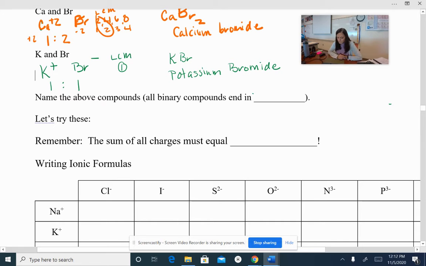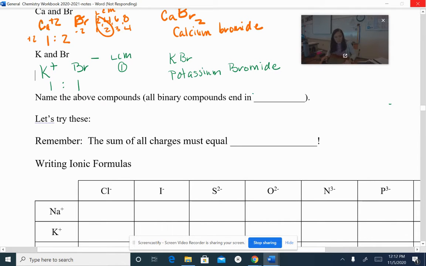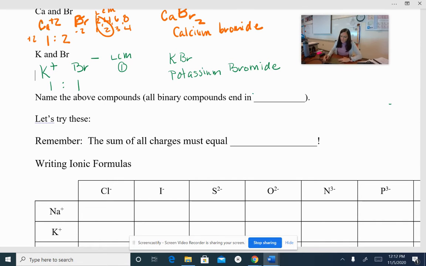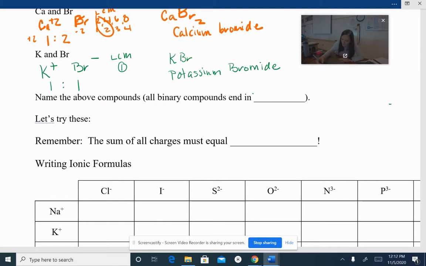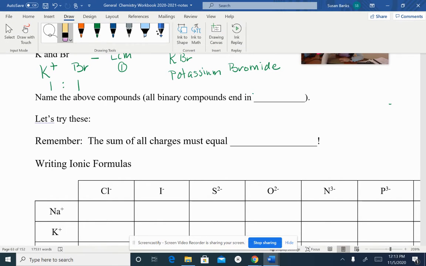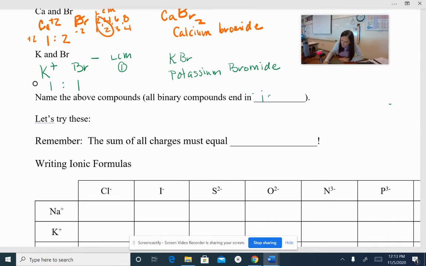How'd you do? All right, just to review, all the above compounds have to end in "ide." Okay? We always end in "ide," I-D-E. Remember, we take the metal name and we add on the root of the non-metal and we add on the suffix IDE.